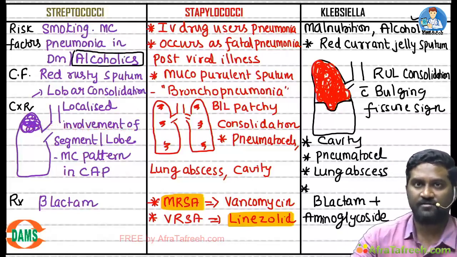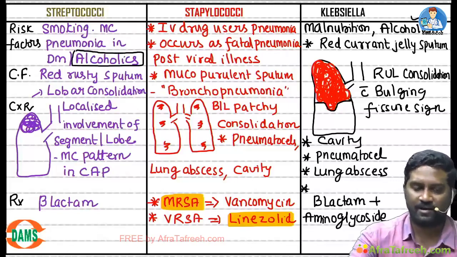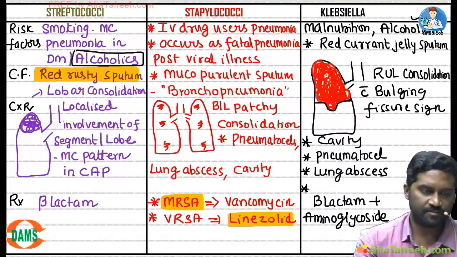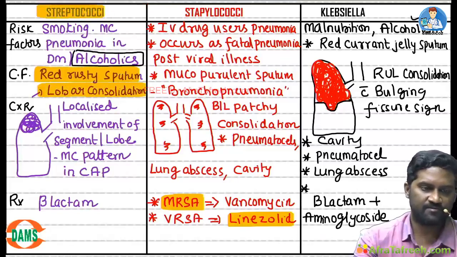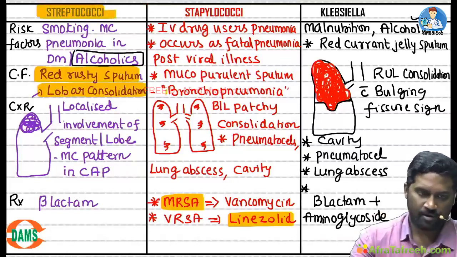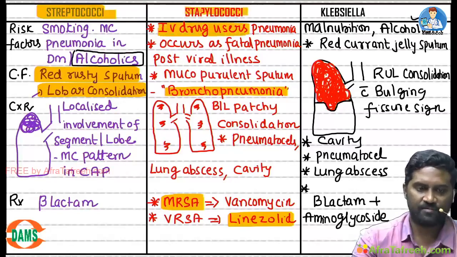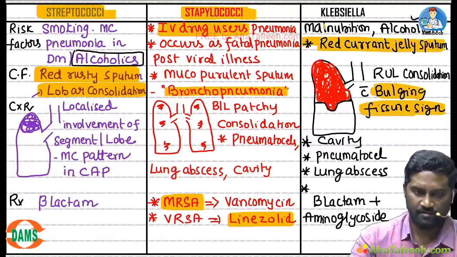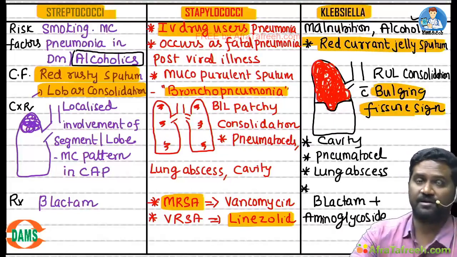Treatment is a combination of beta-lactam along with aminoglycoside antibiotics. Very important, students: in the question, if they mention red rusty sputum, lobar consolidation, your suspicion should be Streptococcus. Bronchopneumonia, IV drug users, your suspicion should be Staph. Red currant jelly sputum, bulging fissure sign, your suspicion should be Klebsiella.